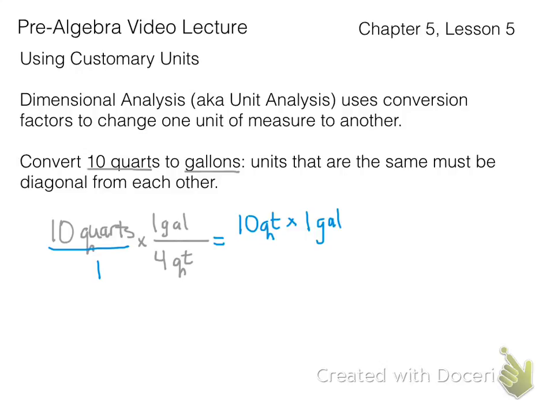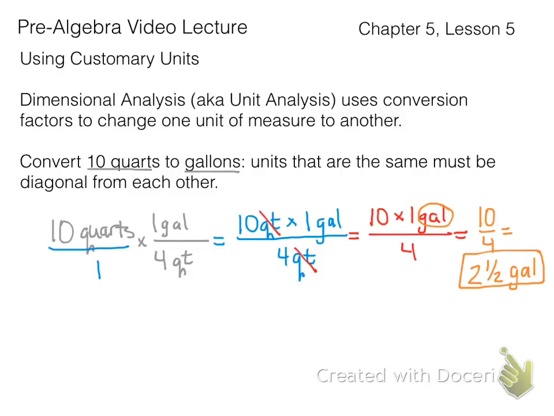I have 10 quarts over 1 times 1 gallon over 4 quarts. So now I'm just going to multiply across. 10 quarts times 1 gallon is 10 quarts times 1 gallon over 1 times 4 quarts. 1 times 4 quarts is 4 quarts. Now I have quarts over quarts, which means I can cancel them out, which leaves me just gallons. So I have 10 times 1 gallon is 10 gallons over 4. 10 over 4 gallons is 2.5 gallons.